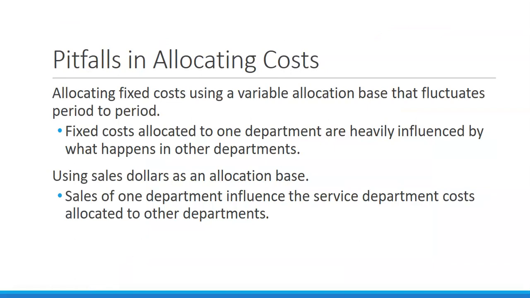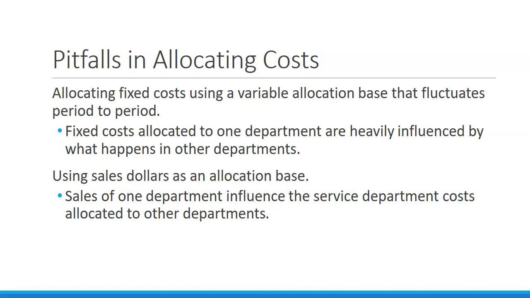Allocating fixed costs using a variable cost that fluctuates from period to period is one of the things that we shouldn't do when we're allocating service costs. We shouldn't use a fully variable rate by combining total fixed and variable costs and just allocating them based on a fluctuating amount. This is because the fixed costs that are allocated to any department are usually influenced by what happens in other departments. They're also usually influenced by percentage of usage instead of the actual activity of usage.